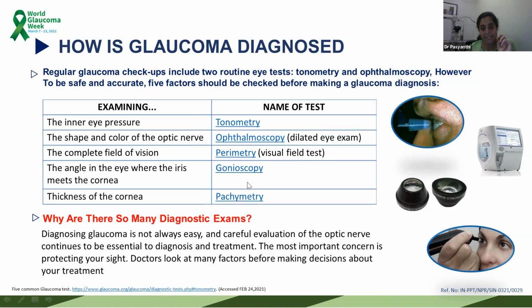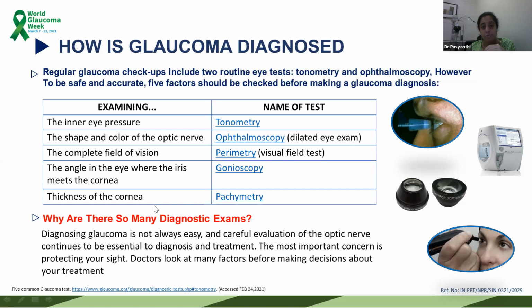Then gonioscopy is a test where you see the angle of the eye. So you see whether the angle is narrow, as we have already discussed, there are different types of glaucoma. So you need to see whether it is narrow or open, or is there any other cause raising the intraocular pressure. Then pachymetry is used to measure the thickness of the cornea, which also helps us in deciding the amount of treatment to be given to a patient.